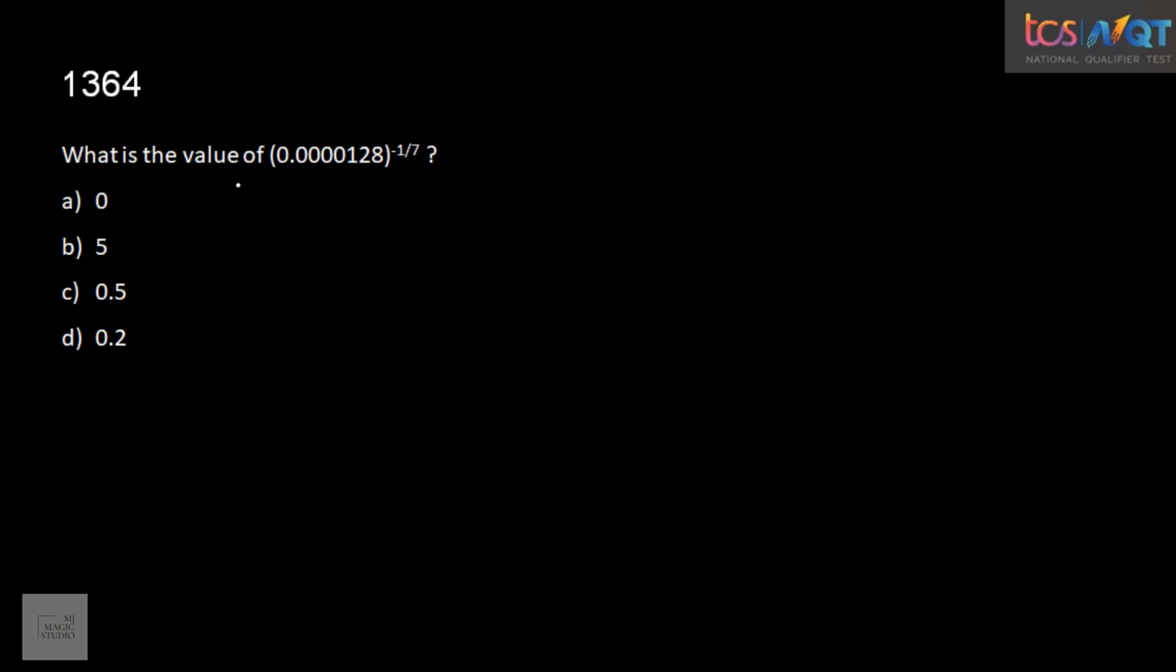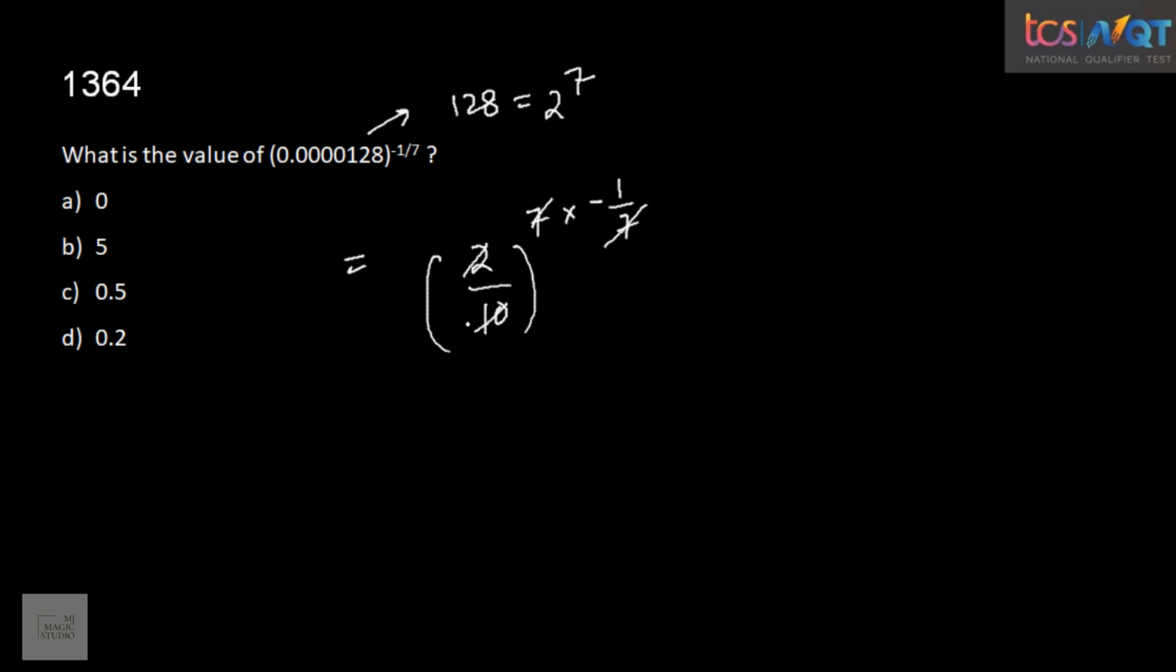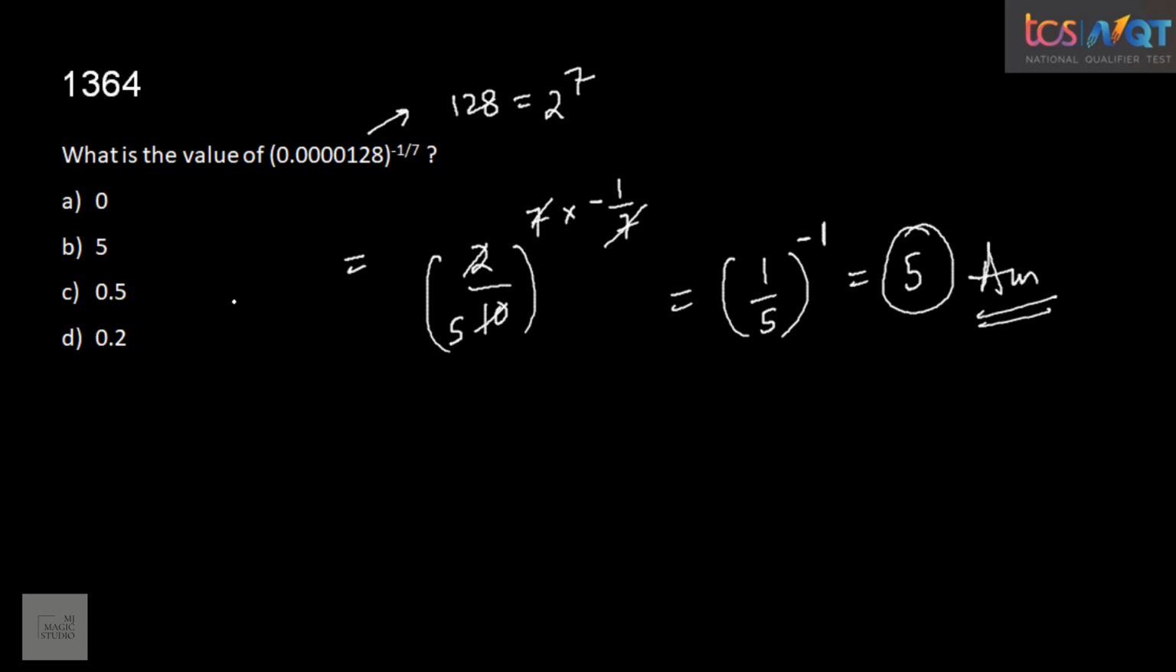Okay, a simplification question. What is the value of this expression? As you can see, this is 7 and this is 128. 128 is 2 to the power 7. So this is 2 by 10 to the power 7 and into minus 1 by 7. So this would be 1 by 5 to the power minus 1, that is equal to 5. 5 should be the answer, and that features in option B.